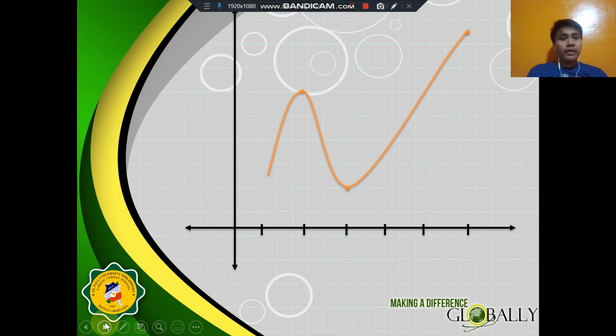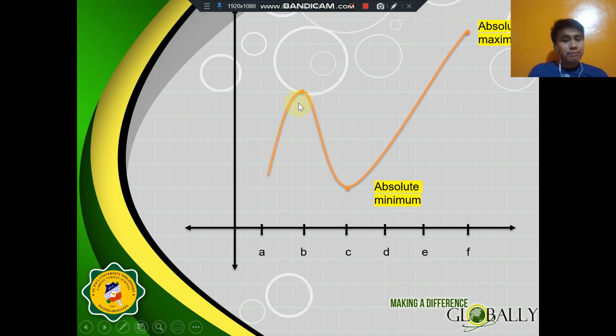So let's start with a graph, and let's say we have a function that has a graph like this, and let's name these points A, B, C, D, E, F. The absolute maximum is the highest point in the graph. So what do you think is the highest point in this graph? This is the highest point in this graph so far. This is called the absolute maximum, while the lowest point is called the absolute minimum.